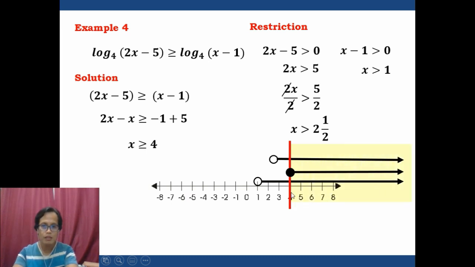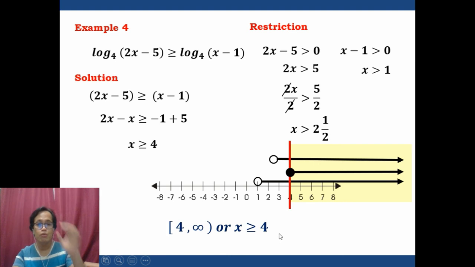To write the interval notation for this illustration, we can say that the solution set for this inequality must be 4 up to positive infinity. We use the bracket because 4 is part of the solution set because of this solid dot. Or we can write the solution set as x is greater than or equal to 4.